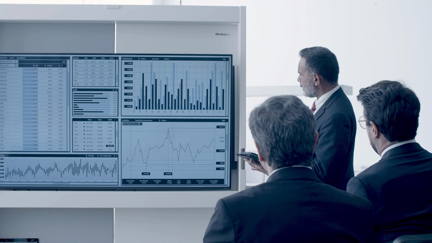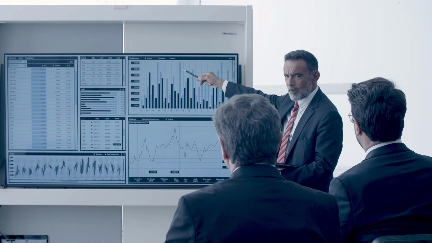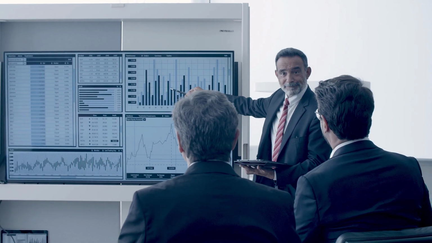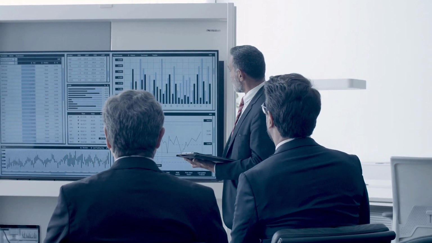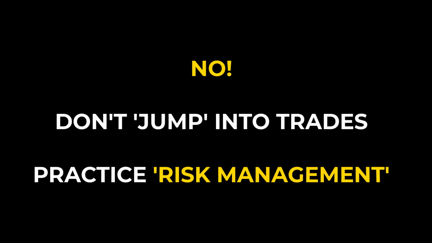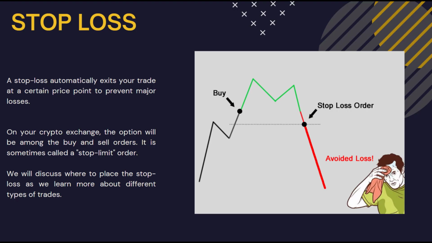So we know about what trends look like and how to enter trades with them. But what do we do if the trend doesn't end up going the way we anticipate? Do we just jump right in because we see a breakout? The short answer is no. We have to practice risk management. It is essential to always have a plan for if the trade doesn't work out in our favor. Exchanges have a buy and sell feature called a stop loss or a stop limit order. This kind of order automatically exits your trade at a certain price point to prevent any major losses.